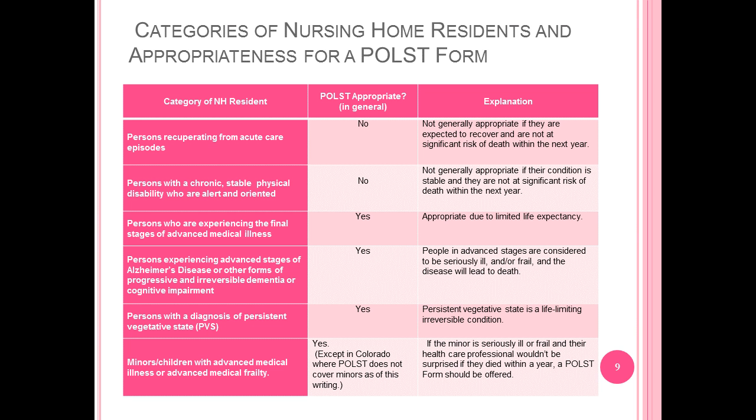But then you have some people with final stages of medical illnesses, so thinking of things like heart failure, chronic obstructive pulmonary diseases, chronic kidney disease, other medical problems as well. So those people may be appropriate depending on their life expectancy. People with advanced Alzheimer's disease definitely would be appropriate. And then people who are in persistent vegetative states from any type of traumatic brain injury, for example, they would also be appropriate. Children also are appropriate except in the state of Colorado where people under the age of 18 are not included.